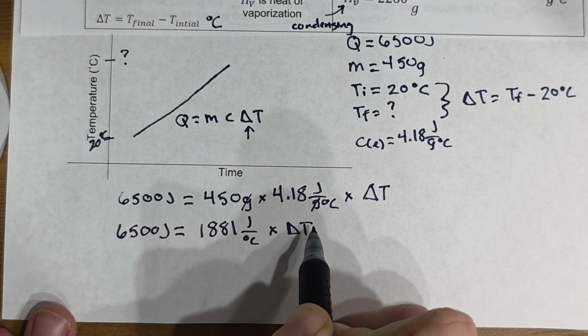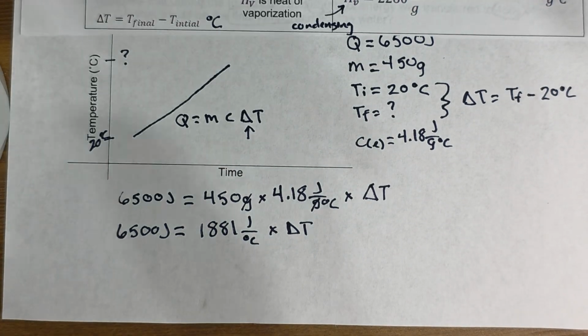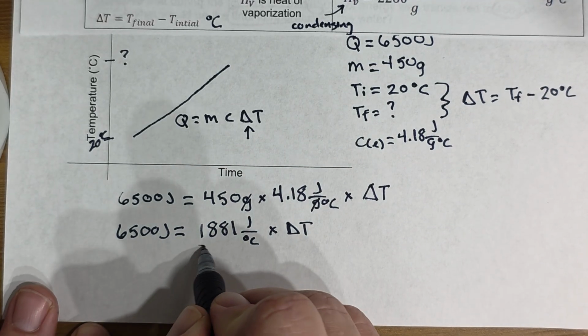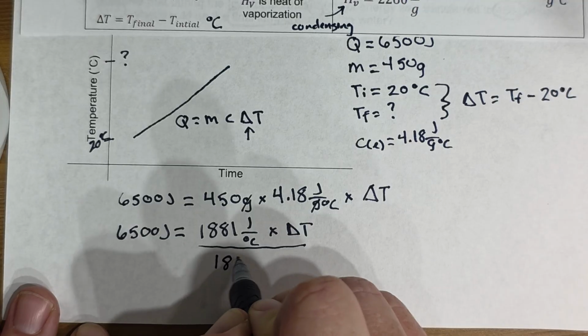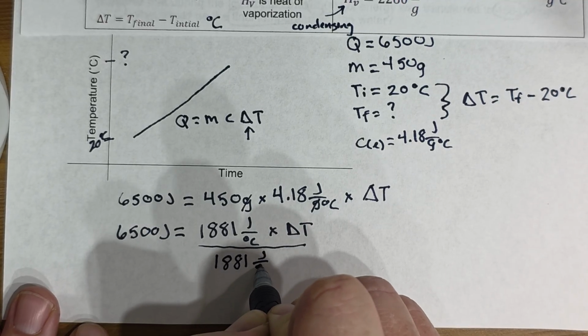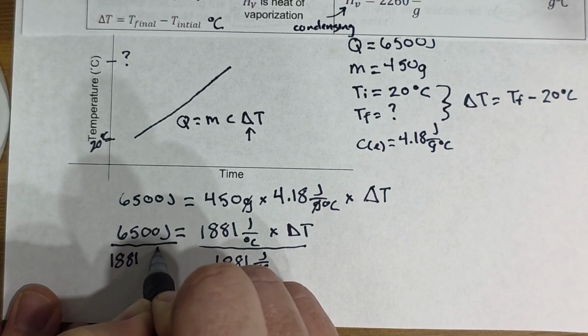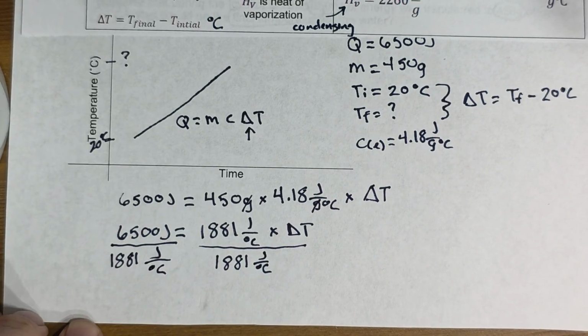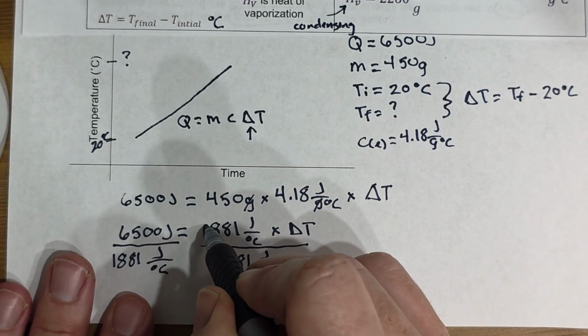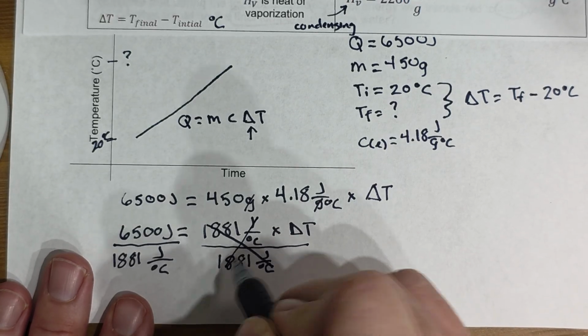I need delta T to be by itself, so I'm going to reverse what's going on here and divide both sides by 1881 joules per degree Celsius. Now, something divided by itself cancels out.